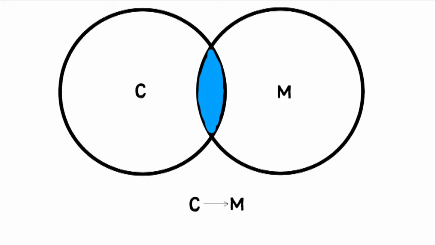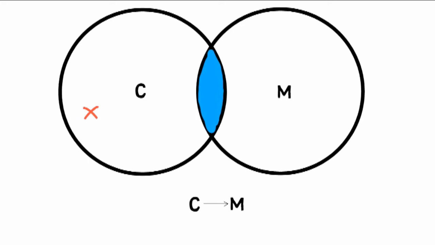Now let's explore this a little more. So this is our conditional right here, this blue area in the middle. That says if it's a cat, then it's a mammal. So one question we could ask is, can it be a cat over here, outside of the overlap? And of course the answer is no, because that would mean that it's a cat, but it's not a mammal. And that violates the rule of the conditional, which tells us if it's a cat, then it's a mammal.